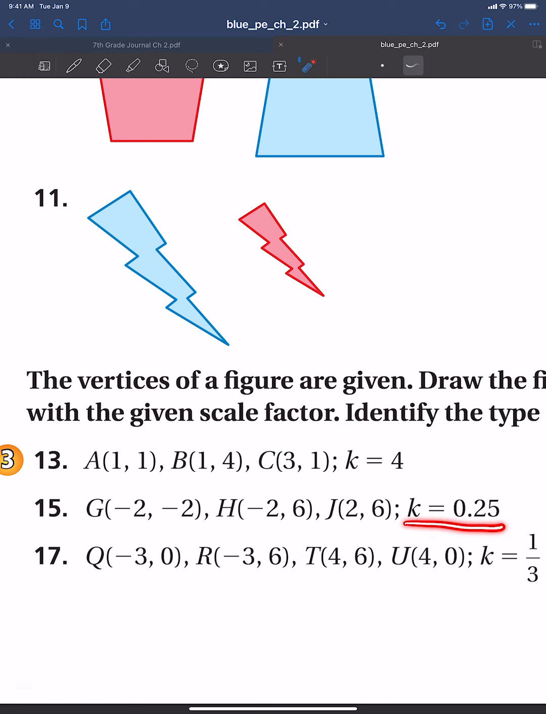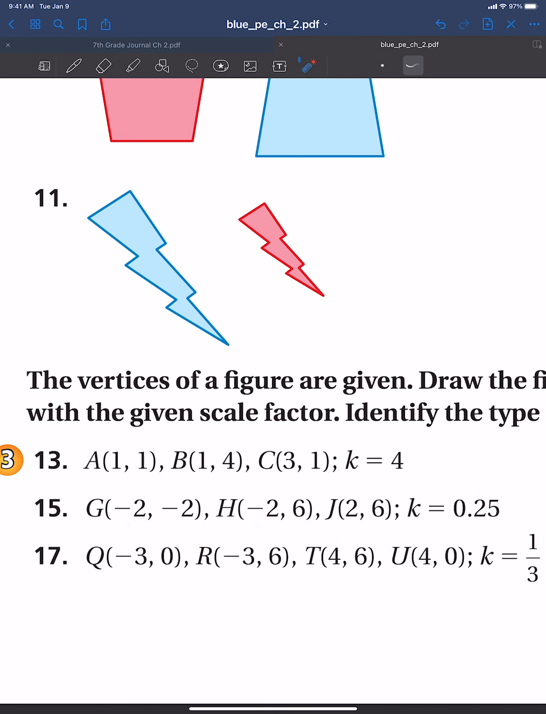15, the scale factor is 0.25. I know 0.25 is the same thing as 1/4, which means my shape will shrink. Just take the divide by 4 part and divide all of these by 4. Okay? G prime would be negative half, because isn't 2 over 4 the same thing as a half? So G prime would be negative half comma negative half. H prime would be negative half comma 1.5, because 6 divided by 4 would get you 1.5.